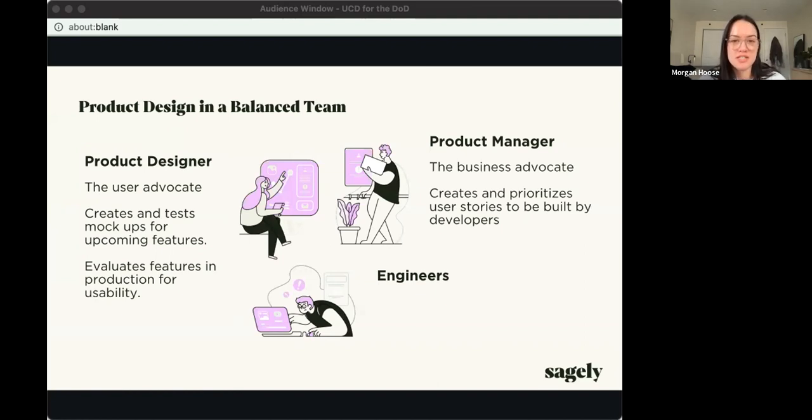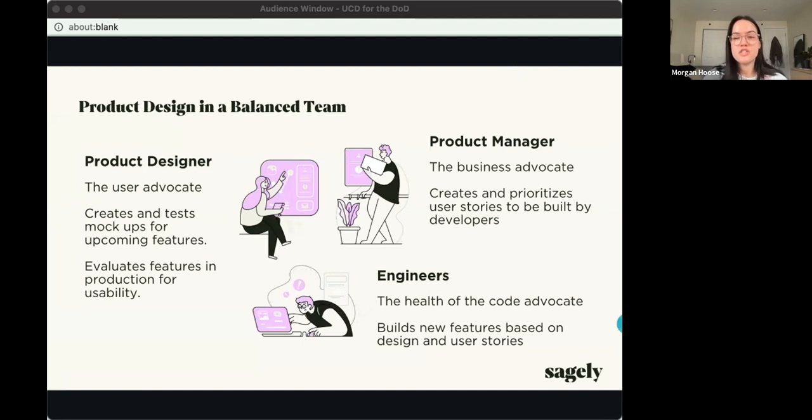And the PM is the business advocate. So they're creating and prioritizing user stories to be built by the developers. And they're doing this based on user needs as well as stakeholder needs, and they're driving the product direction. So from there, they give it to the engineers and they come in and kind of make the magic happen. So the engineers are the advocates for the health of the code base. So they're responsible for implementing new features in a way that's secure and reliable and sustainable. And they're also on the watch for tech debt that might need to be addressed in the app. So they'll build the features based on the design and the user stories from the product manager.